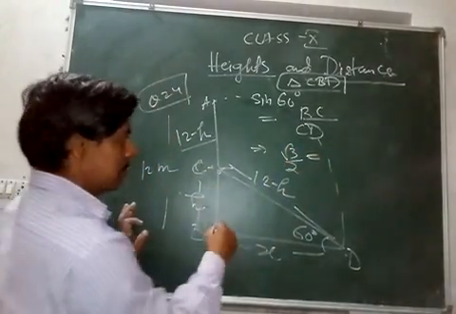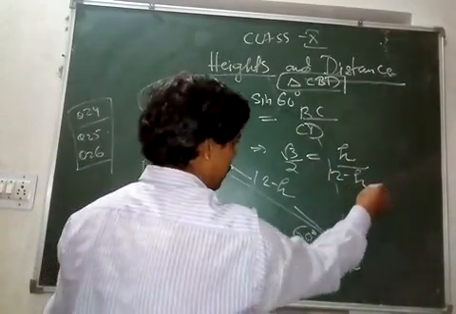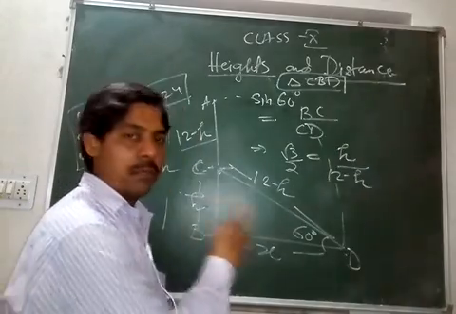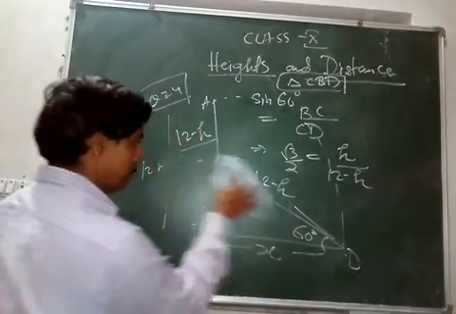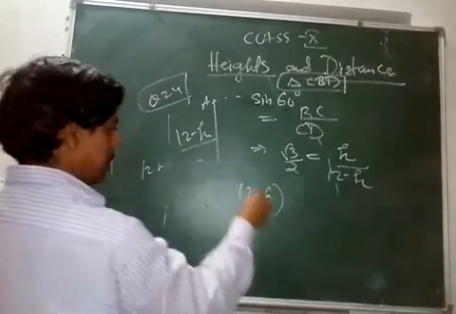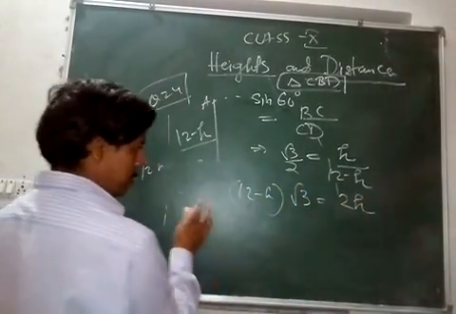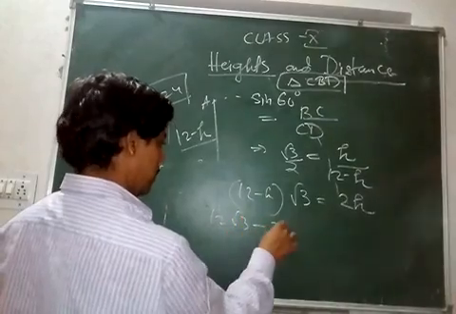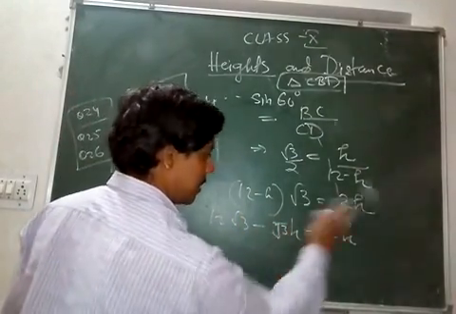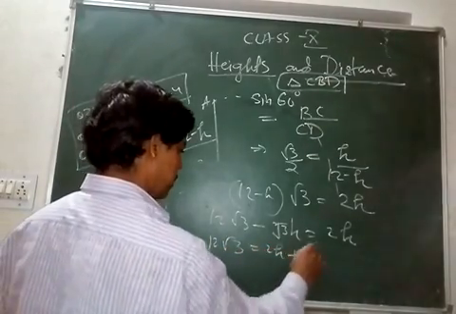What is BC? BC is h. And what is CD? 12 minus h. It's a simple equation now. We just have to solve for h. But you will have to do some rationalization, as you can see right now. So let's solve this. 12 minus h multiplied by root 3 equals 2h. Okay, so what you will get, 12 root 3 minus root 3h is equal to 2h. Can be taken that side. 12 root 3 is equal to 2h plus root 3h.